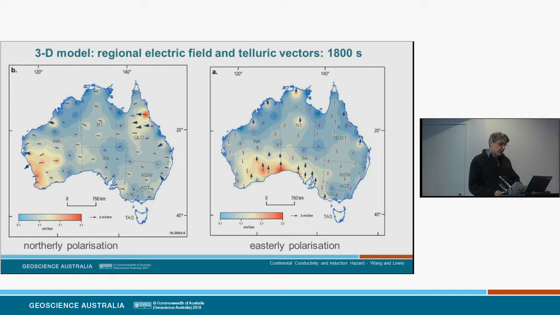This one shows the results of the full 3D model with a longer period magnetic event. This is a 30-minute magnetic variation. So the electric field here is essentially responding to conductivity deeper within the model. So these hypothetical event maps, which we're just looking at, show the relative differences in the induced electric field across the continent.